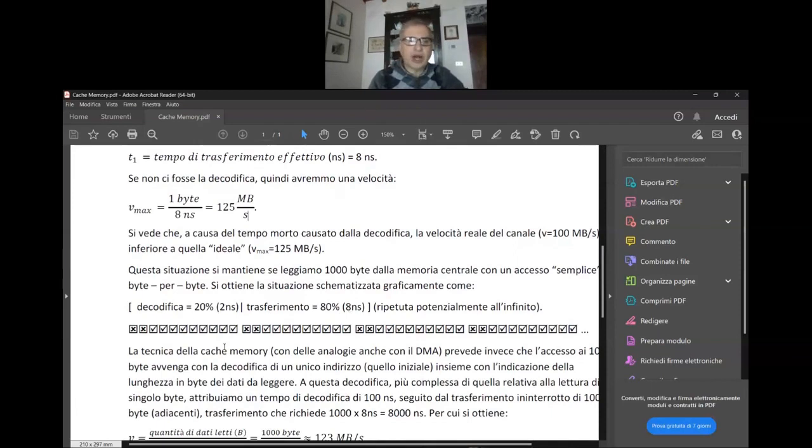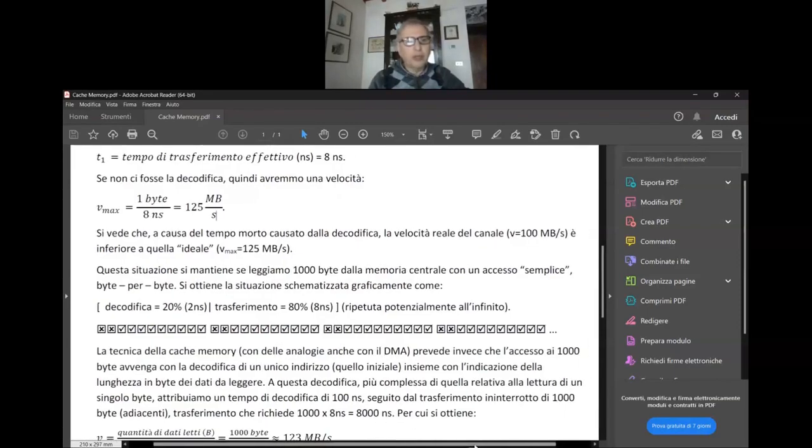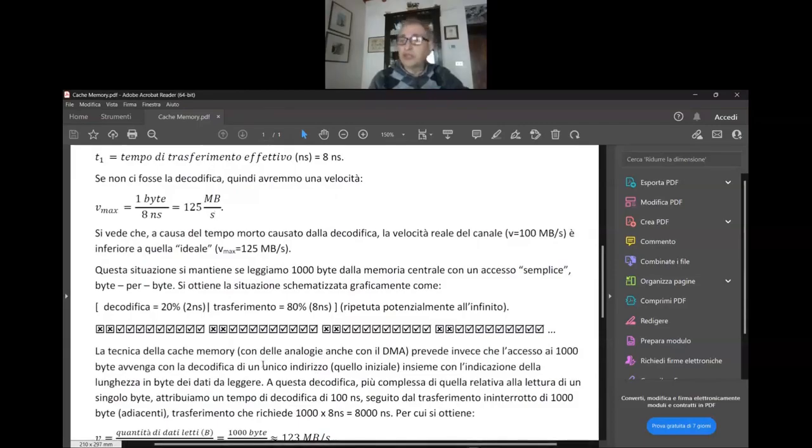This is a graphical representation. You see, out of 10 little stars, 2 are occupied by the decoding time, which is not a real transfer, and then 8 instead by the actual transfer itself. The technique used by cache memory also has analogies with the DMA technique. It provides that the access to the 1,000 bytes occurs with the decoding of a single address.